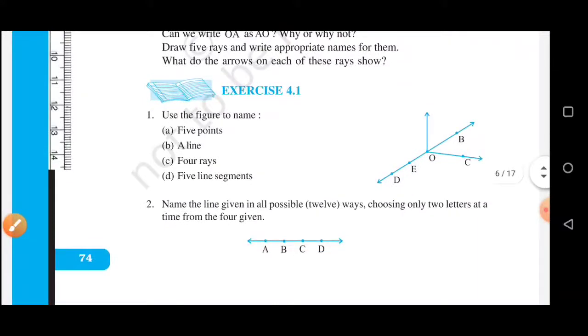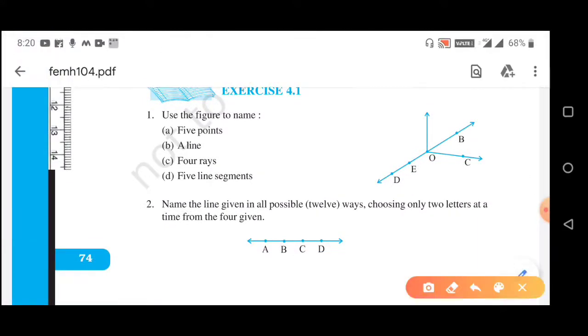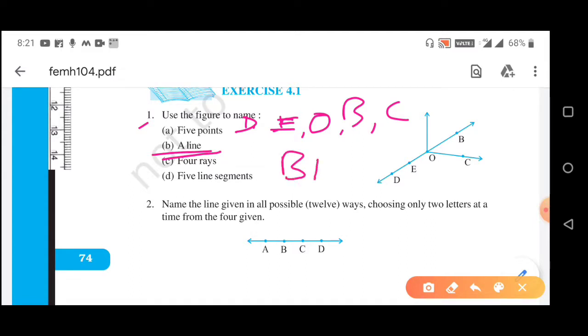Now exercise 4.1, question number 1. Use the figure to name 5 points. So here the 5 points are D, E, O, B, C. These are 5 points. A line, remember this one, here it is called a line. So the line can be BD, and we will represent a line in this way.